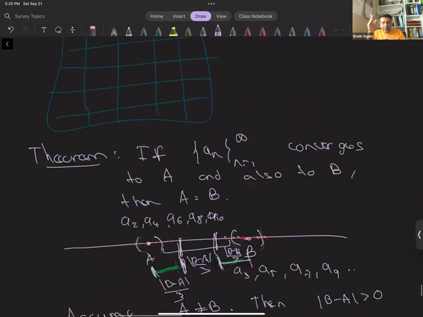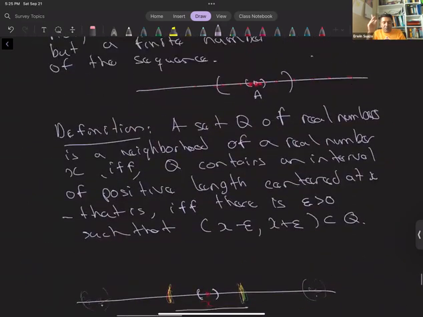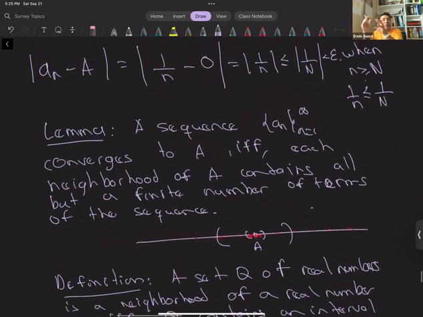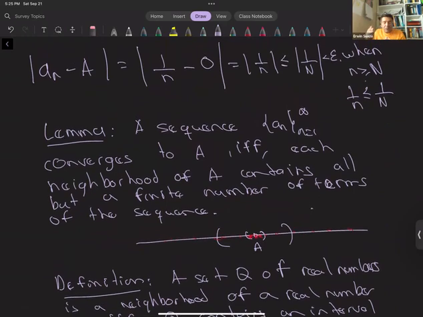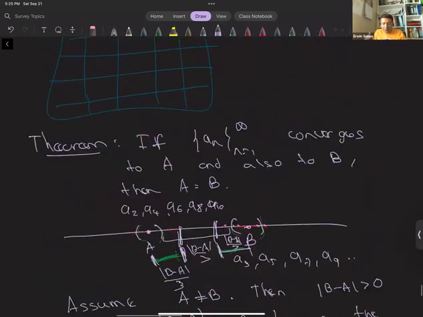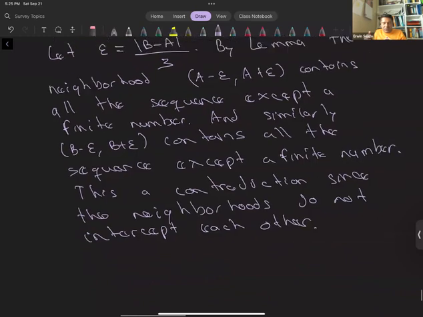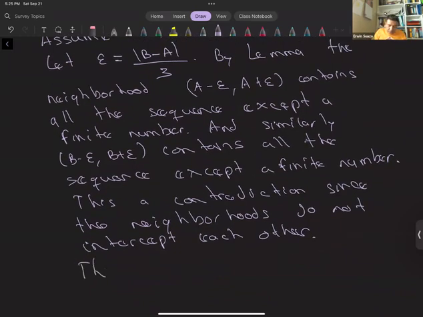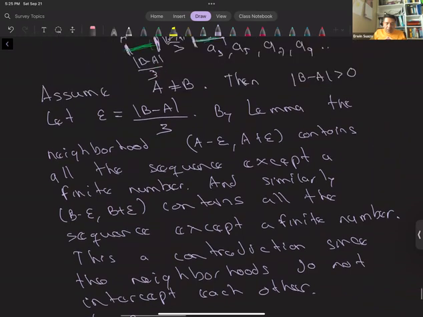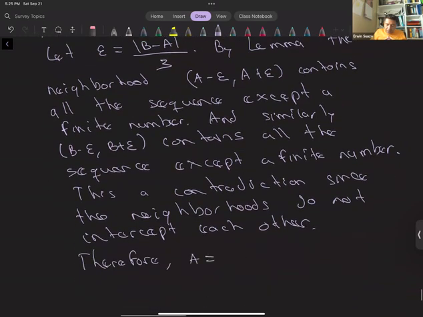So by the lemma, most of the sequence must be in one side and most of the sequence must be on the other side. Impossible. They cannot be in both places at the same time. So that's a contradiction. Therefore, A equals B.